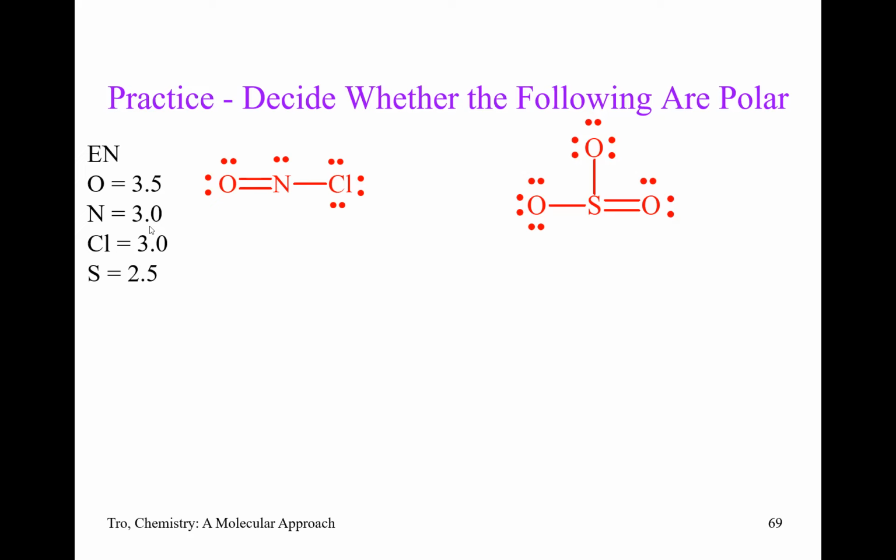Nitrogen-oxygen, they're not the same atom, and so the bond is polar. It's the only bond that matters since the other bond isn't polar at all. So the one on the left is polar.